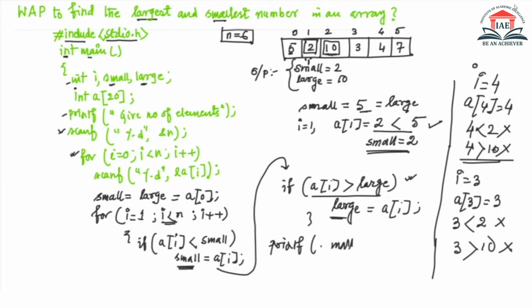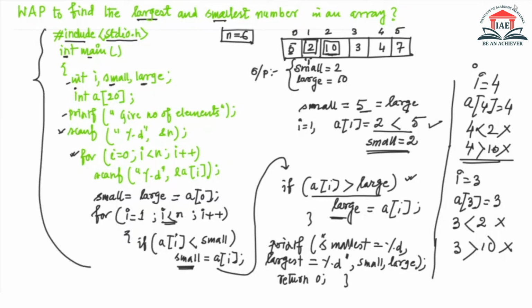So after this loop is finished, that means we are out of the for loop, we can print that the smallest is %d, and the largest is also %d, and we just bring the small and large. And of course, since we are using int main, we have to write return 0. So that is the whole program we have to write for finding the largest and smallest number in an array in the same program.